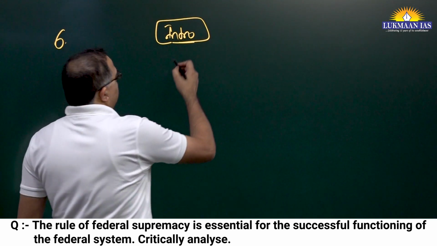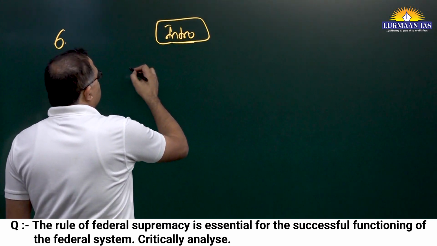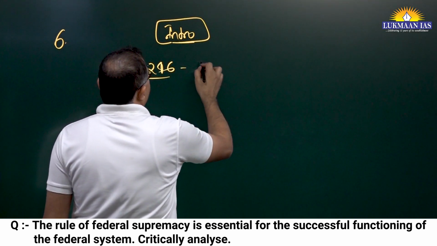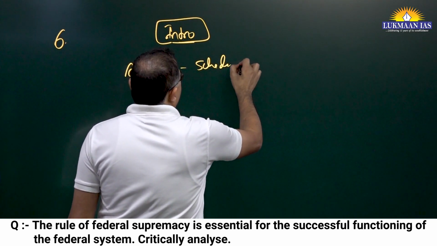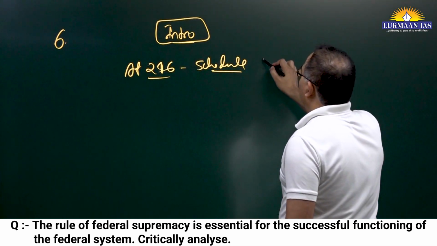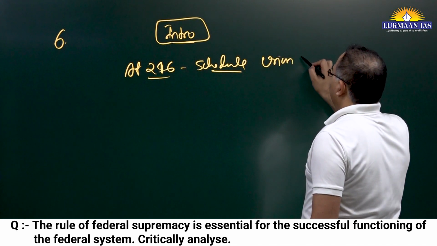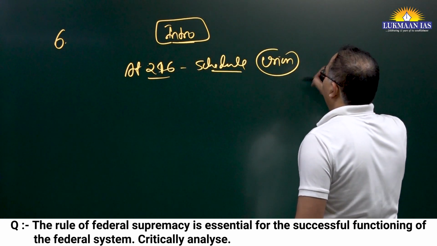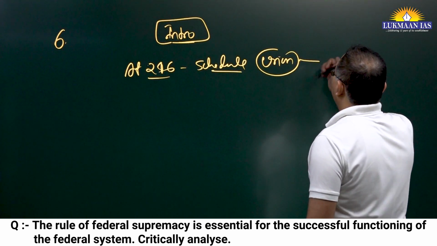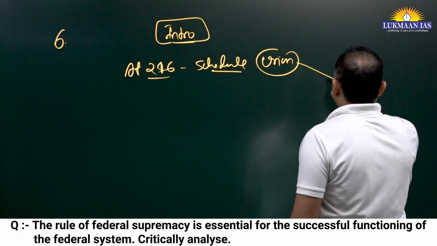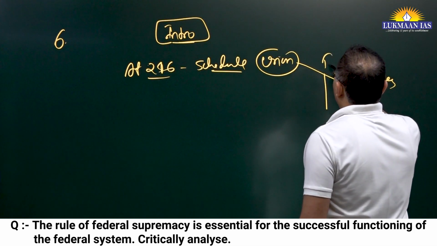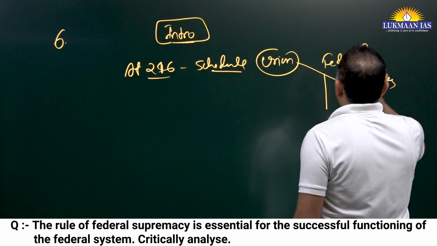After writing this, write a bit about Article 246, how Schedule 7 works, and in this, how the union has been given more power vis-a-vis states. Federal polity. This, we can start.